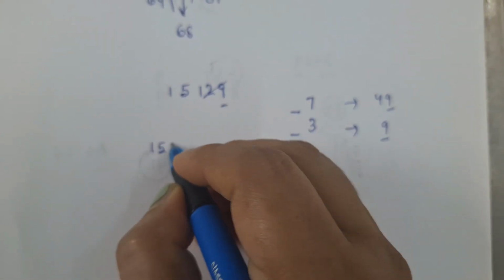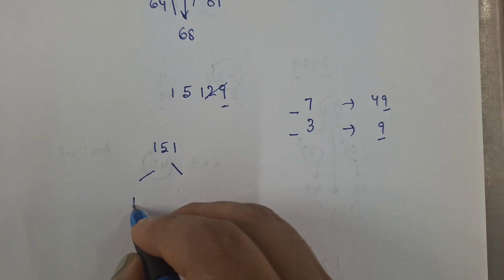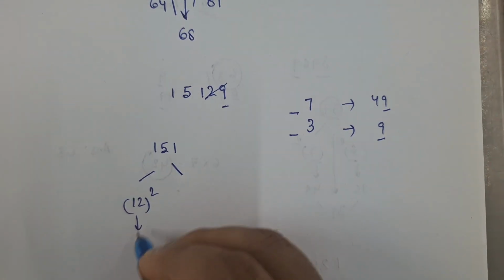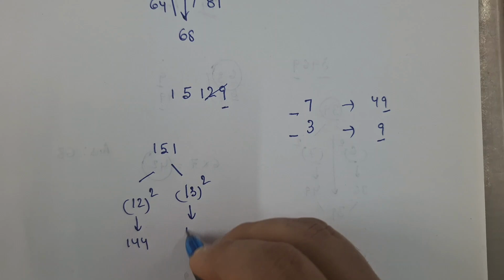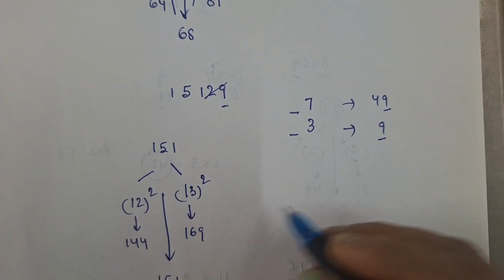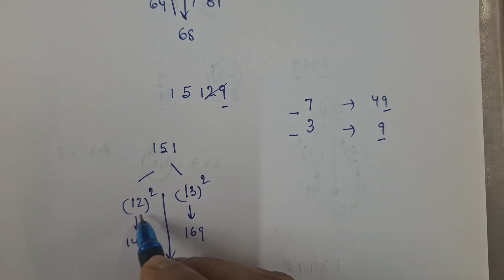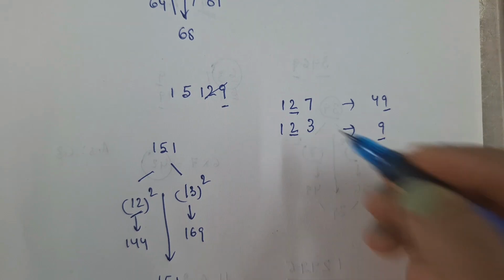Remaining is 151. Find out between the squares of which two numbers it lies. It lies between 12 square, which is 144, and 13 square, which is 169. Okay, 151 is lying between these two. We will choose the lower number. Lower number is 12. So the number can either be 127 or 123.